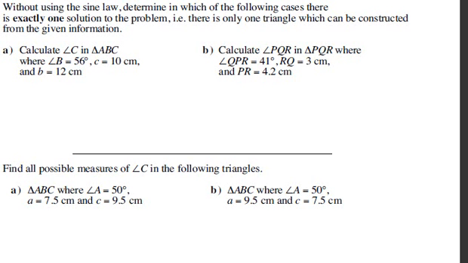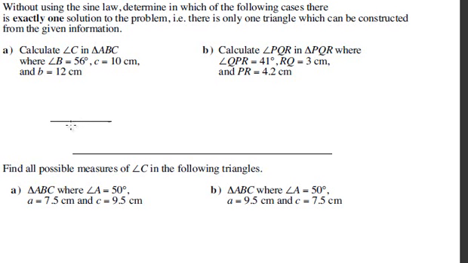Alright, so now that we are grizzled veterans of the ambiguous case of the sine law, they're giving us a whole bunch to work through and quickly determine how many solutions there are. So, angle C and ABC where... Okay, we'll start with the sides that they've actually given us.